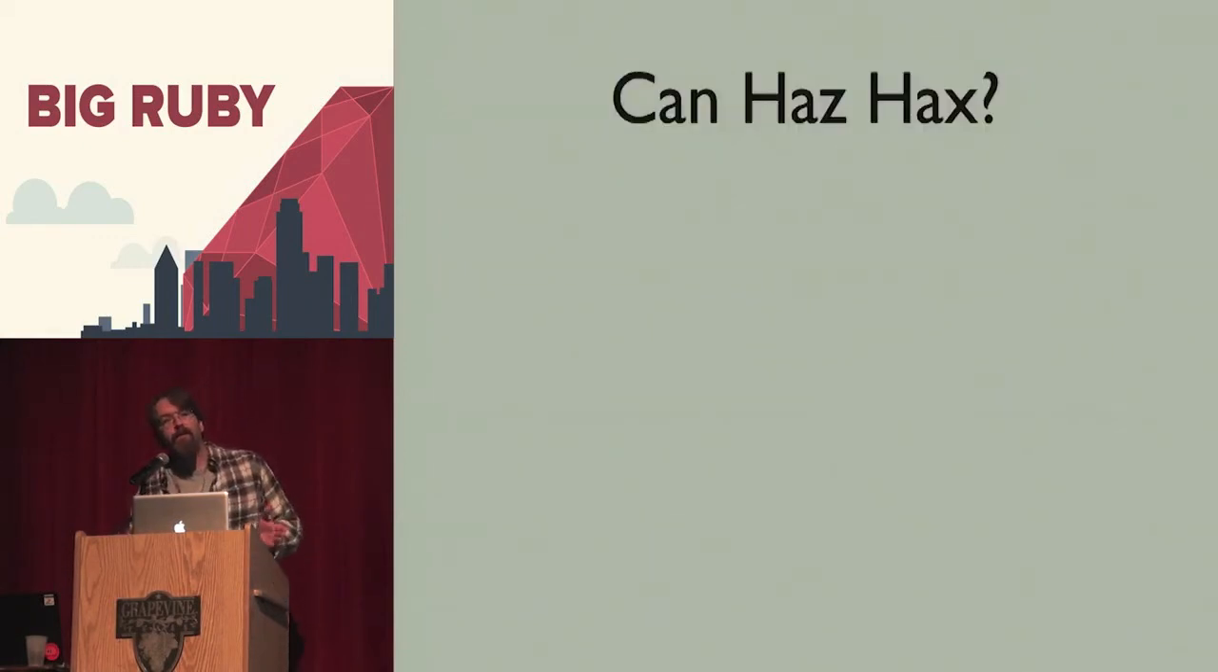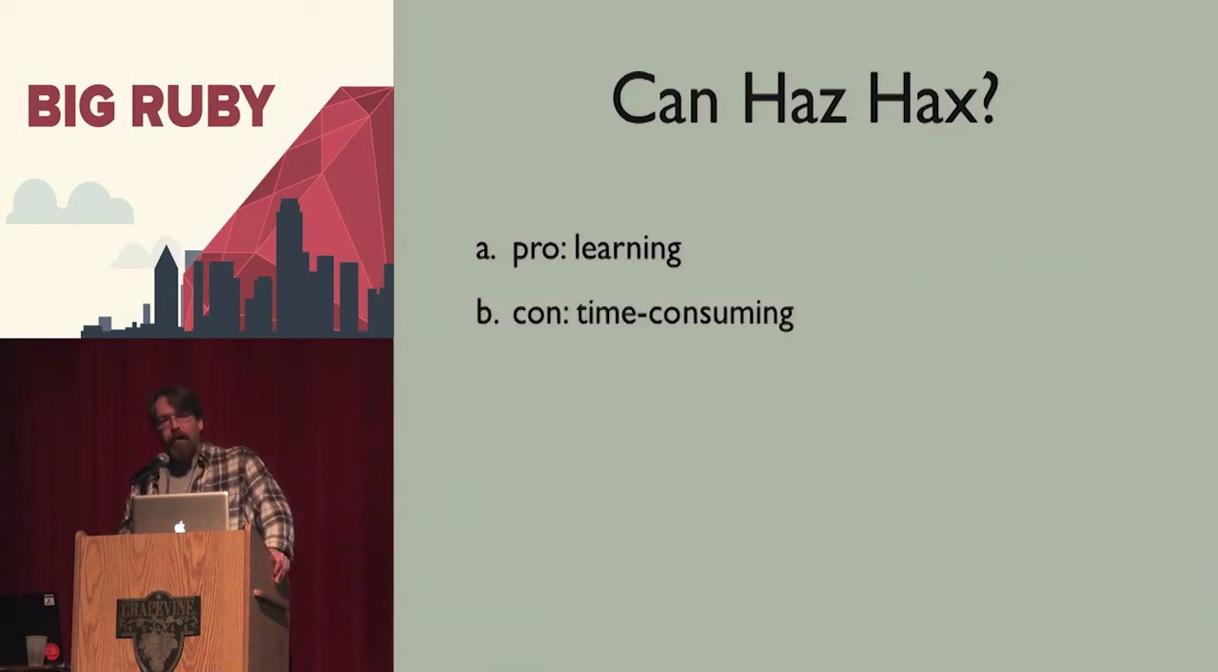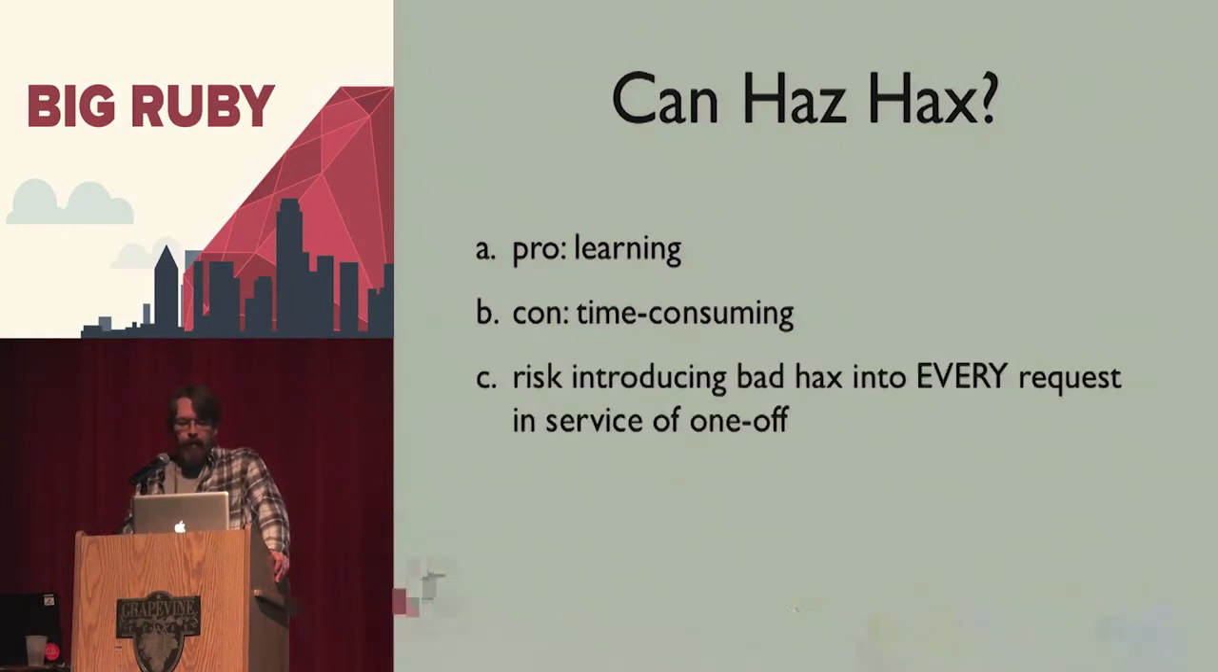So the question is, can you do this? Should you do this? Well, one of the pros is that you learn a lot about how things work underneath the covers, and when you have a leaky abstraction, that might come in handy if you feel like doing some Rails plumbing. Con is it's kind of time-consuming, especially when there's some really good tutorials on how to do a rendering engine properly. You're also bringing on some risk by hacking this stuff into every request.